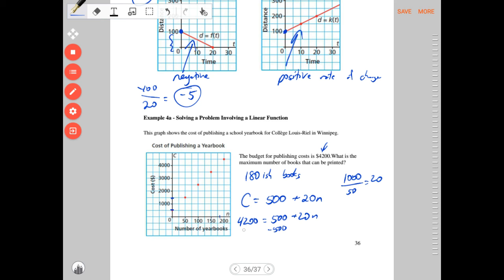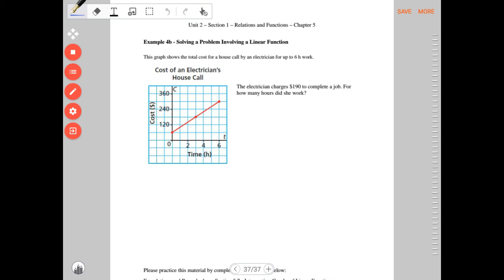So minus 500, that is 3,700 equals 20n, divided by 20, and n equals 185 books. We said 180-ish, so we were close reading it off the graph, just not exact. If we use the formula, we can figure out exactly how many. So we can afford 185 books. Perfect.